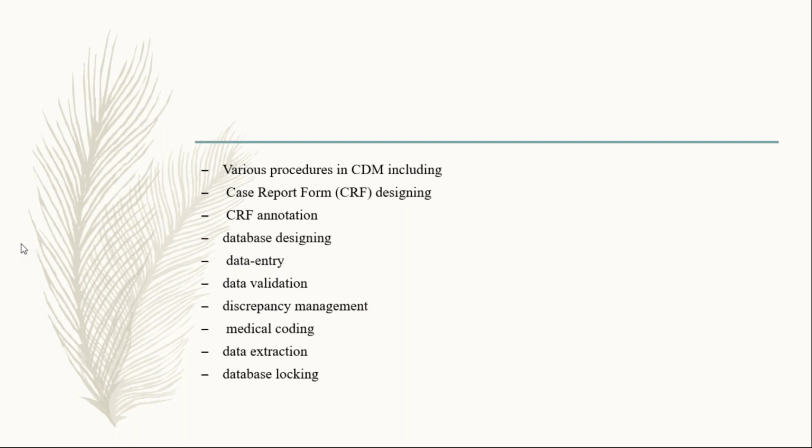Then data entry is another step. If it is an eCRF, an electronic case report form, it will be done at the time of data collection only. But if it is a paper CRF, in our syllabus we have the designing of case report forms. When you study that, there are two types of case report forms: the electronic case report form and the paper-based case report form. In large-scale, multi-center studies, it is always good to go for the electronic case report form. But in small studies, we depend upon the paper-based case report form.